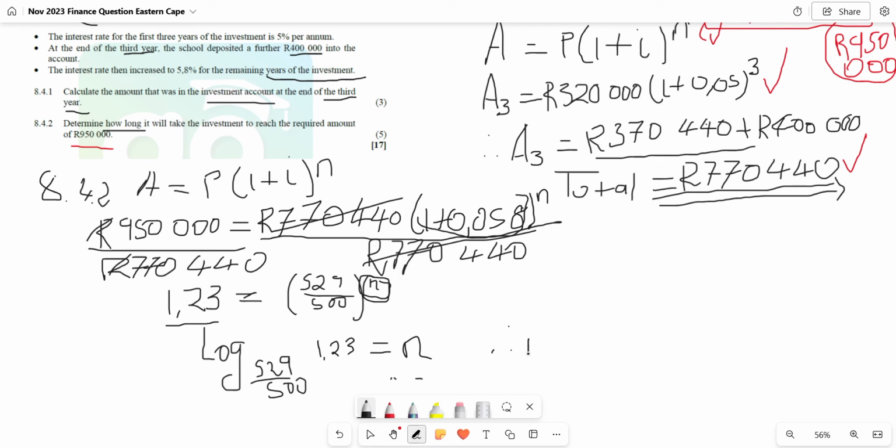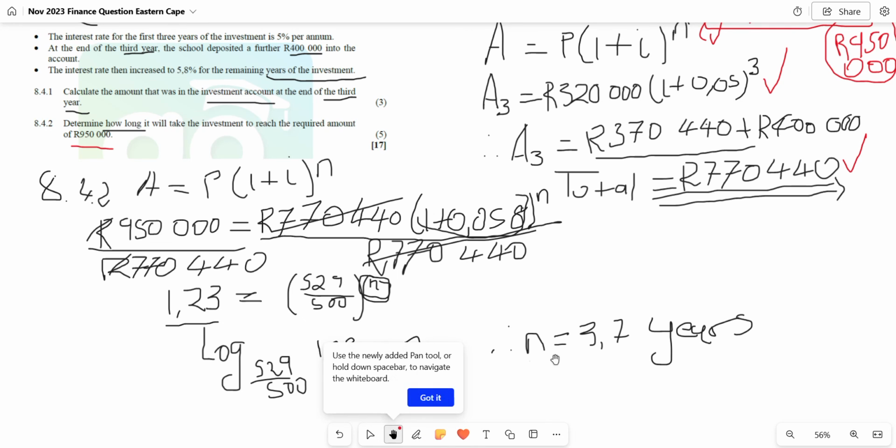Therefore, n will be equal to log of our answer, because we have our answer already, 1,23. Then it's going to take 3,7 years. Then for the number of years, we need to make sense of 3,7 years. It means 3 years and 7 months.